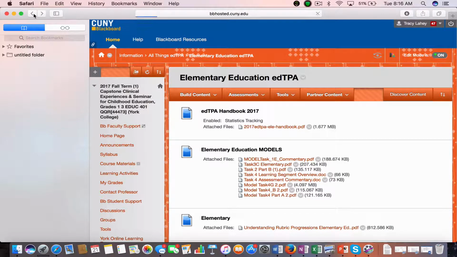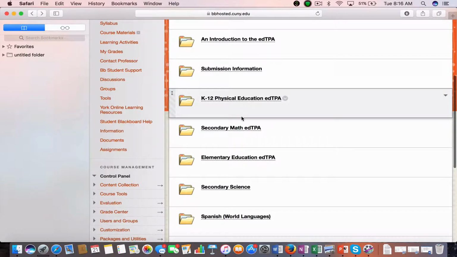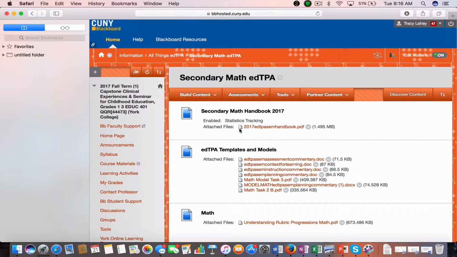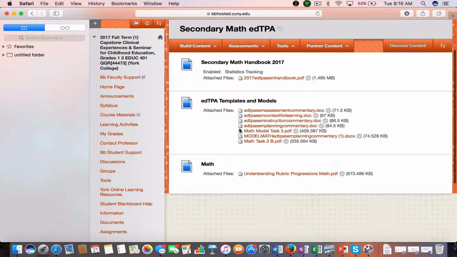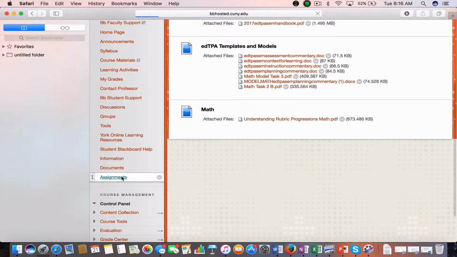And then for math, same deal. Okay. You have your Context for Learning is here, your planning commentary is here, and planning commentary for the math is here, okay? And again, I will go through today and add some more models just so you have lots of options. But let's go back to where we started, which is the assignments page.